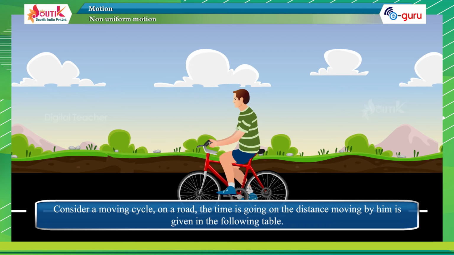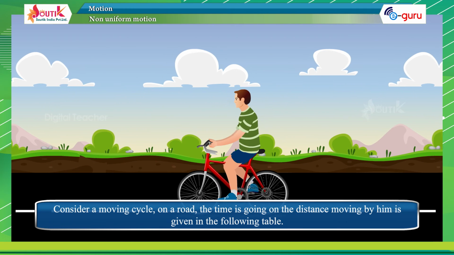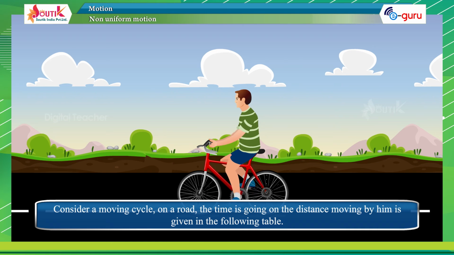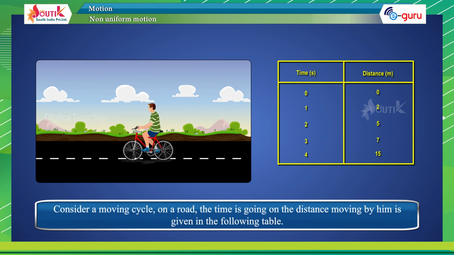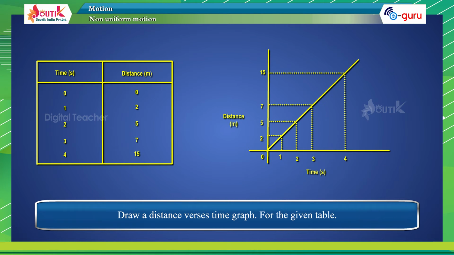Consider a cyclist moving on a road. As time goes on, the distance covered by him is given in the following table. Draw a distance versus time graph for the given table. What is the shape of the graph? Is it straight or not? If not, then what is the shape of the graph?